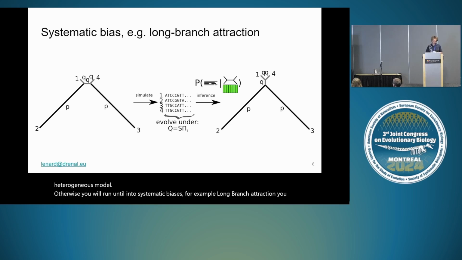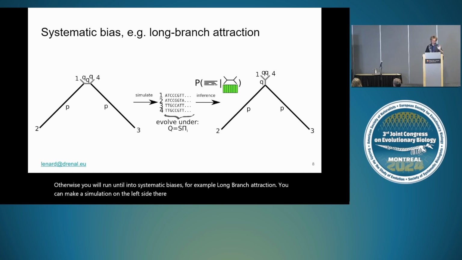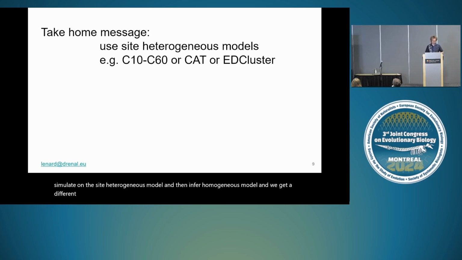You can make a simulation. On the left side, there is the tree along which we simulated. We simulate under a site heterogeneous model, then infer with a site homogeneous model, and we get a different tree, quite possibly. So the take-home message is that you should use site heterogeneous models, like C60, CAT, EX cluster, and my talk could be finished here.